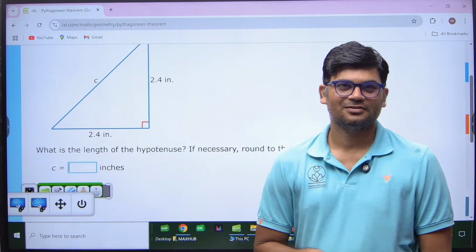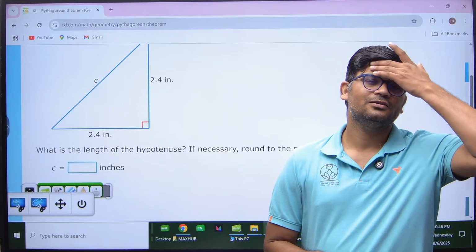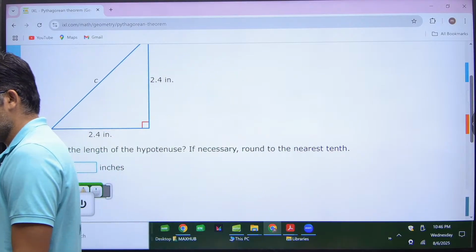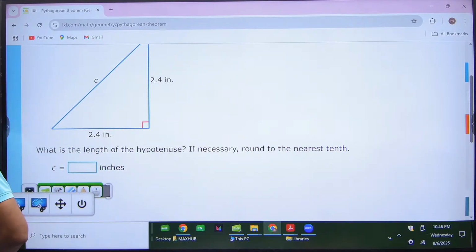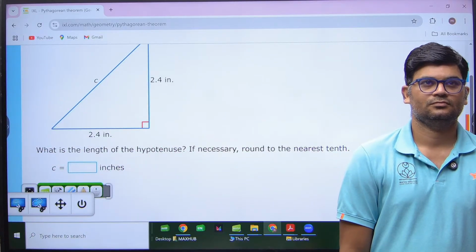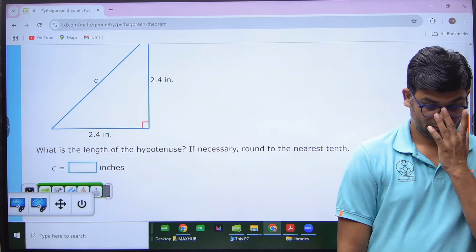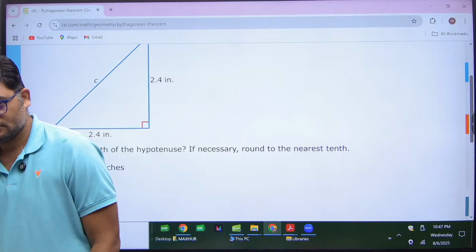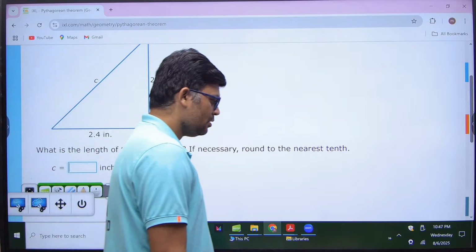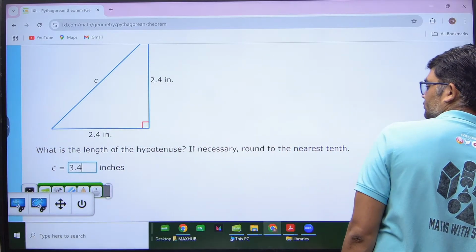Okay, this is easy, I think. Lovely. 2.4 squared is 5.76, plus 5.76 is 11.52. Square root of that is 3.39, so 3.4.